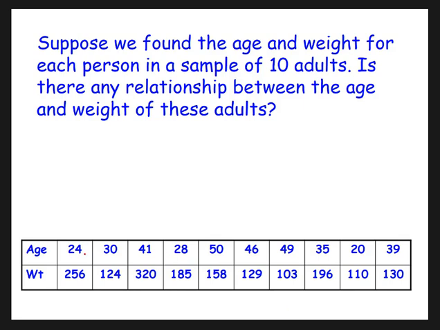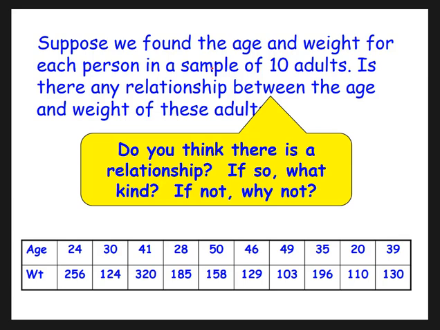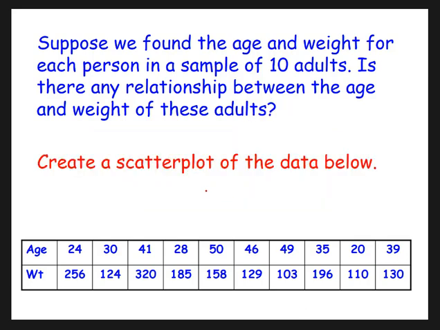So our table here shows their age and the weight for each of the people that we selected. Do you think there's a relationship? If so, what kind? If not, why not? Obviously, at young ages, there's a relationship because people grow when they're young. As they get older, they get larger. But as they get above that certain age, that growth age, does that continue to be true? And that's what we're going to explore here in this example.